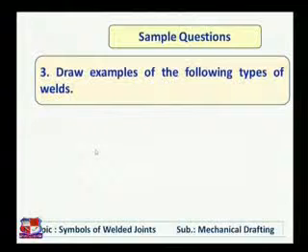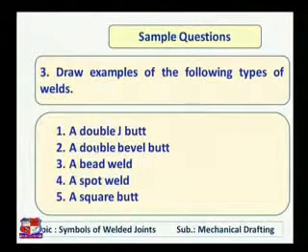Third question, draw examples of the following types of welds like this. Double J butt weld. We have to show the examples and draw symbols of all these welds. Double J butt, a double weld butt, a bead weld, a spot weld, a square butt weld like this.